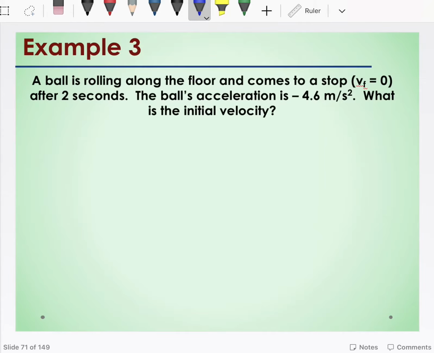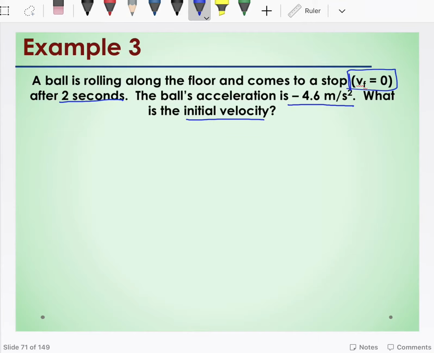Got 5 examples total. We're on to number 3 here. A ball is rolling along the floor and comes to a stop, so that would indicate that the final velocity is 0 after 2 seconds. The ball's acceleration is negative 4.6 meters per second squared. What is the initial velocity?